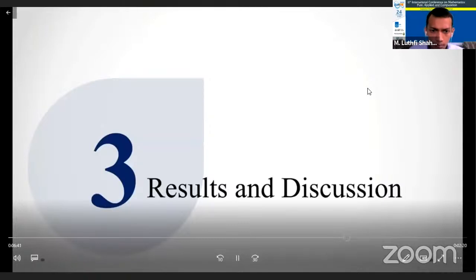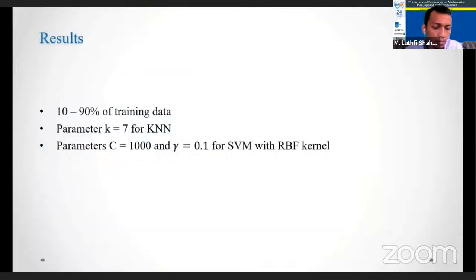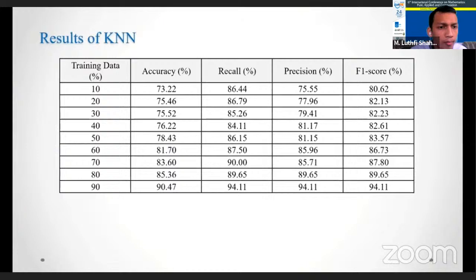Let us now turn to the results and discussion. The training data used ranged from 10 to 90%. The parameters are k equals 7 for KNN, and C equals 1000 and gamma equals 0.1 for SVM with RBF kernel. The results of KNN.